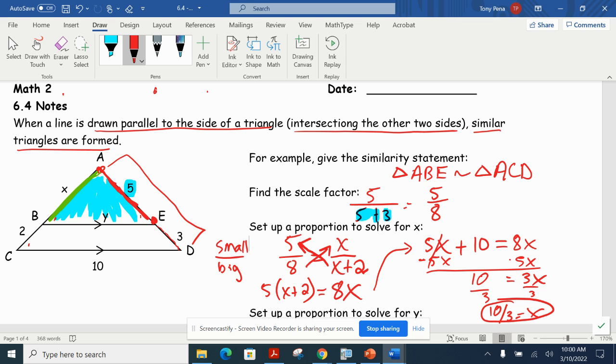Really common idea here that you're going to see in this chapter is this whole idea that we're going to have the unknown side and it's going to get increased a little bit. And we just want to write that as a sum. Okay. All right. Last one.